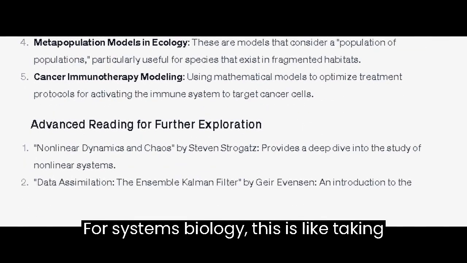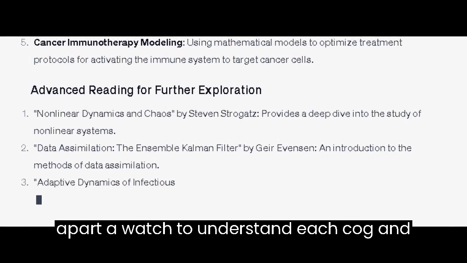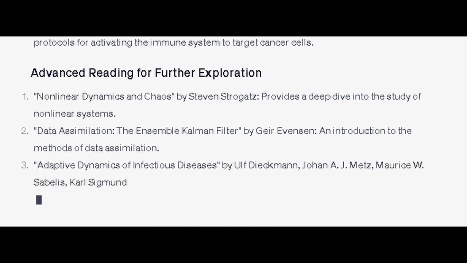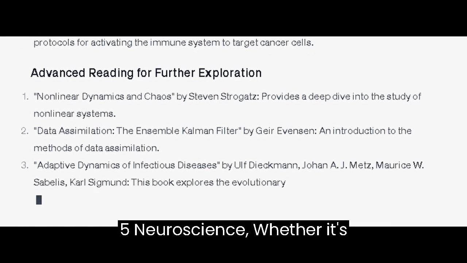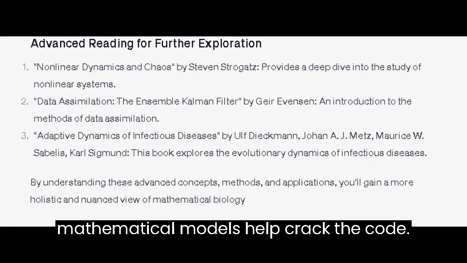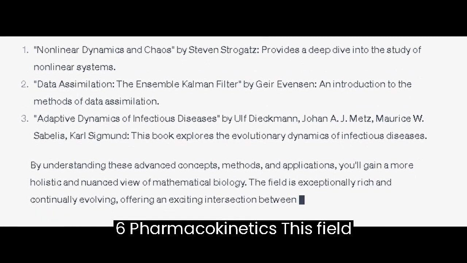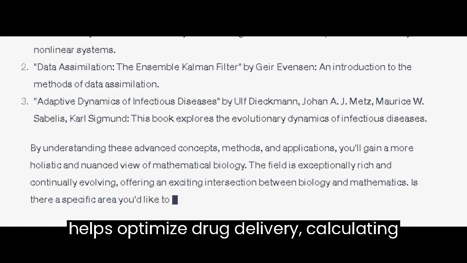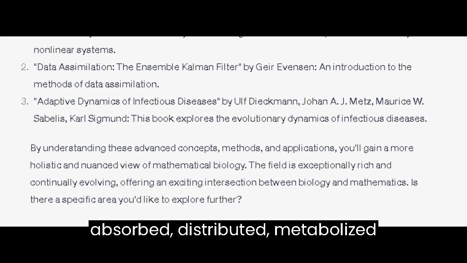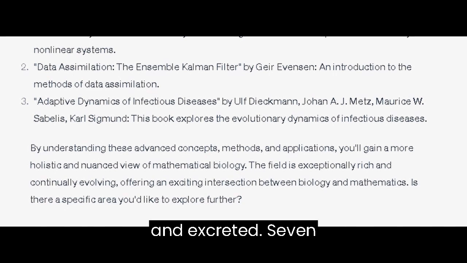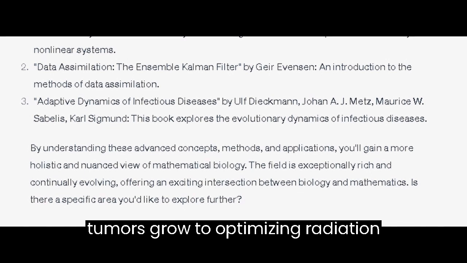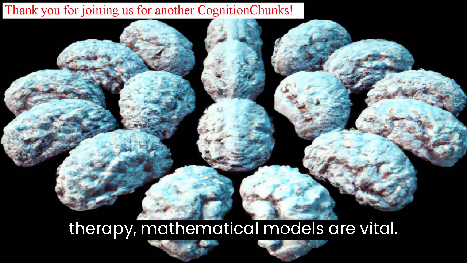4. Systems biology. This is like taking apart a watch to understand each cog and spring and how they interact, but for biological systems. 5. Neuroscience. Whether it's understanding the neural layout of a fruit fly or the human brain, mathematical models help crack the code. 6. Pharmacokinetics. This field helps optimize drug delivery, calculating how quickly a medication will be absorbed, distributed, metabolized, and excreted. 7. Cancer modeling. From understanding how tumors grow to optimizing radiation therapy, mathematical models are vital.